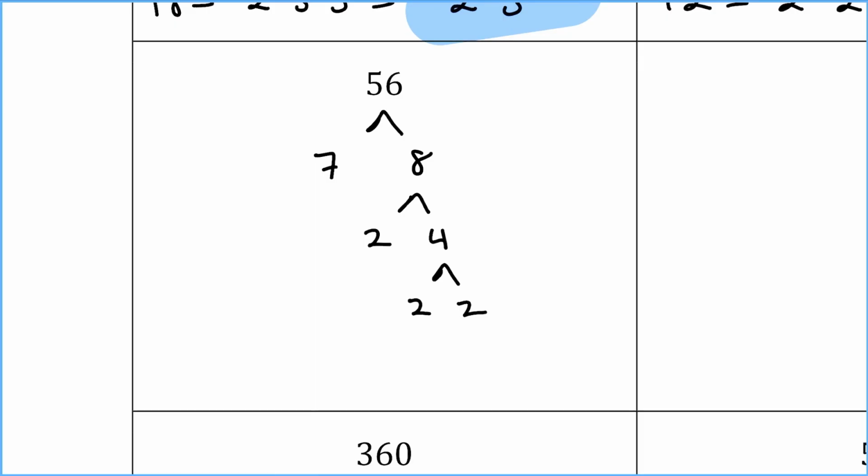How about 56? 56, that is 7 times 8. 8 breaks down into 2 and 4, which further breaks down into 2 and 2. So it looks like we have three 2s and a 7. So the prime factorization of 56 is 2 cubed times 7.